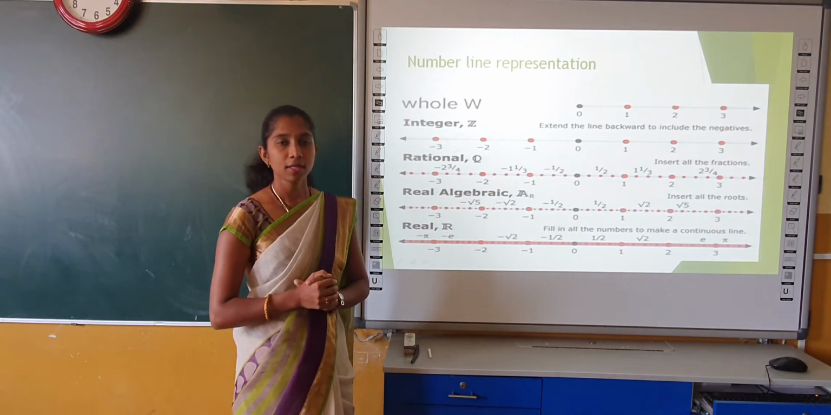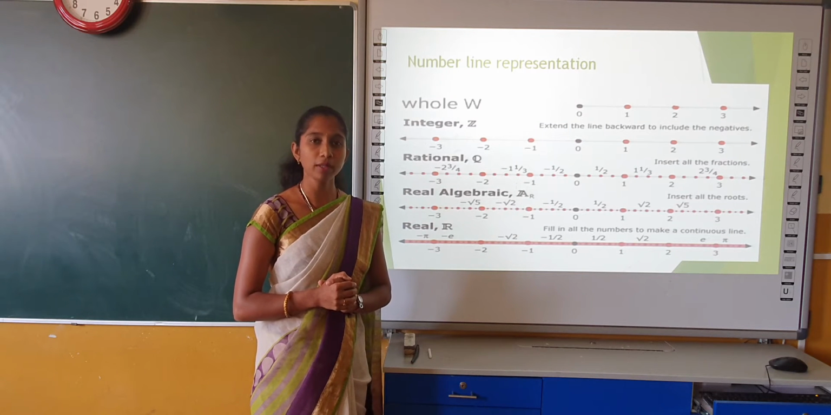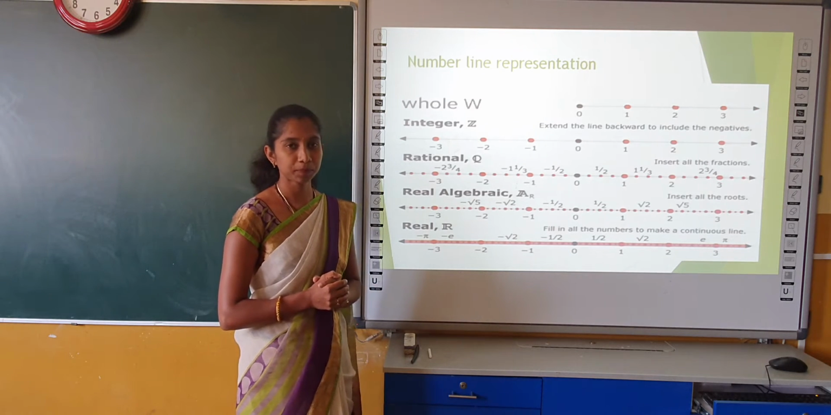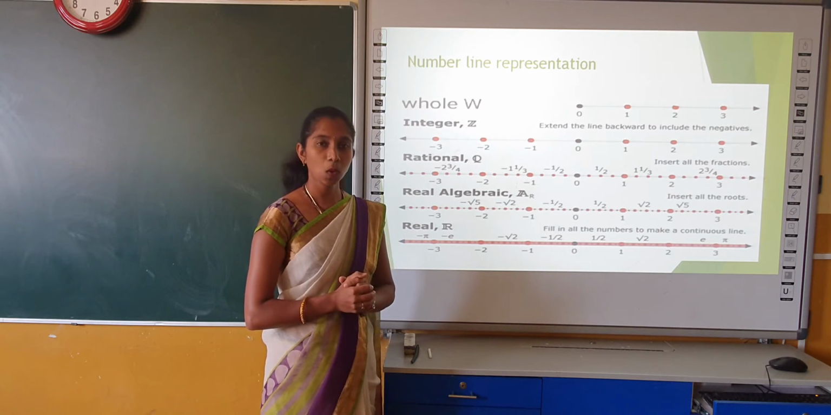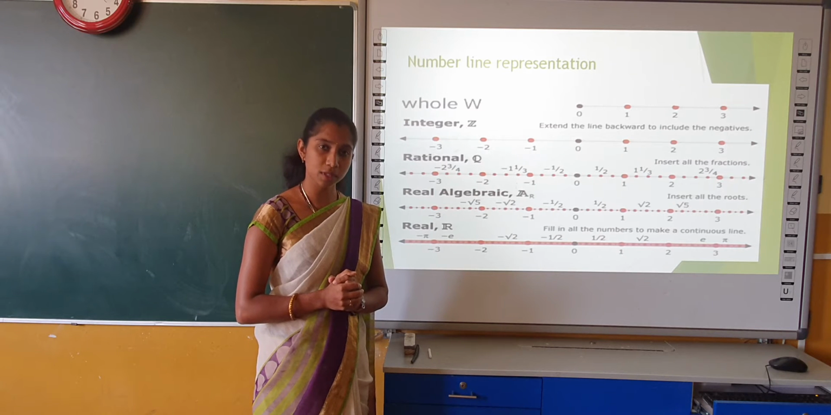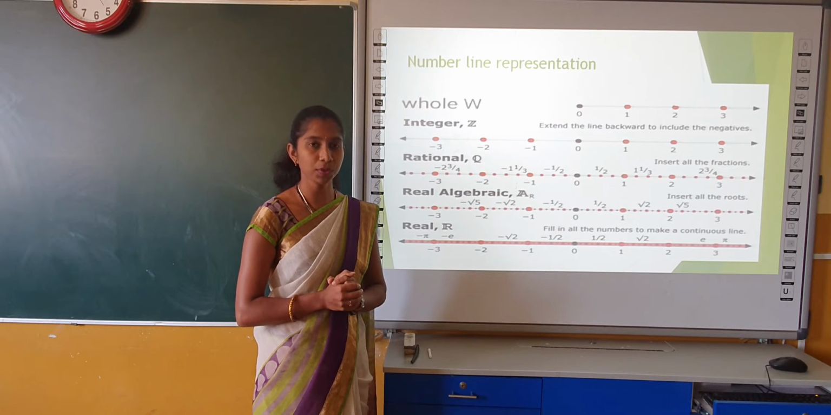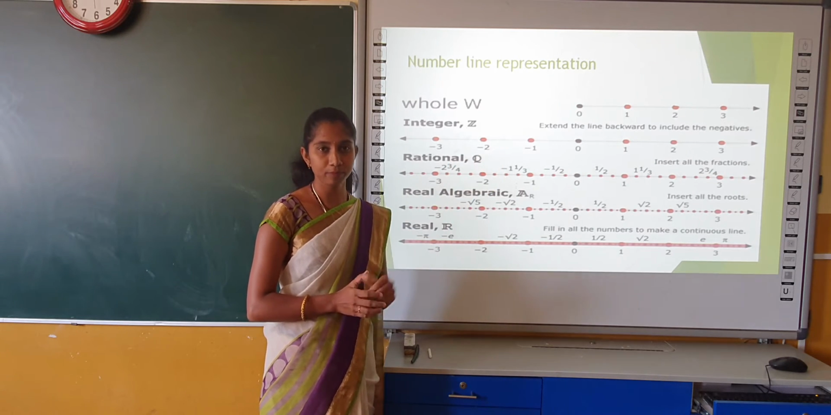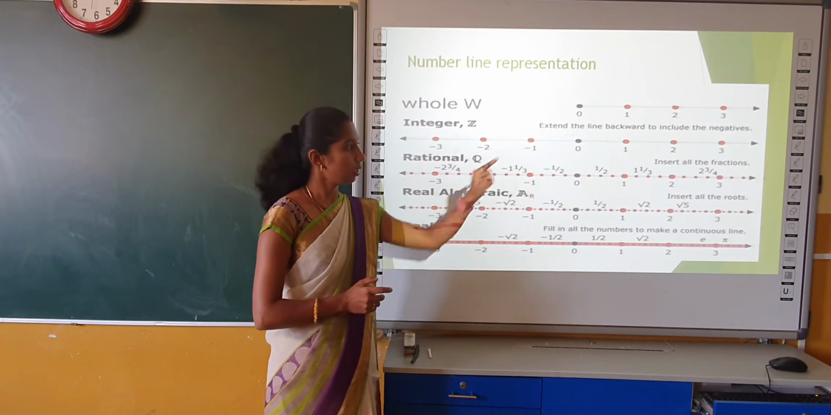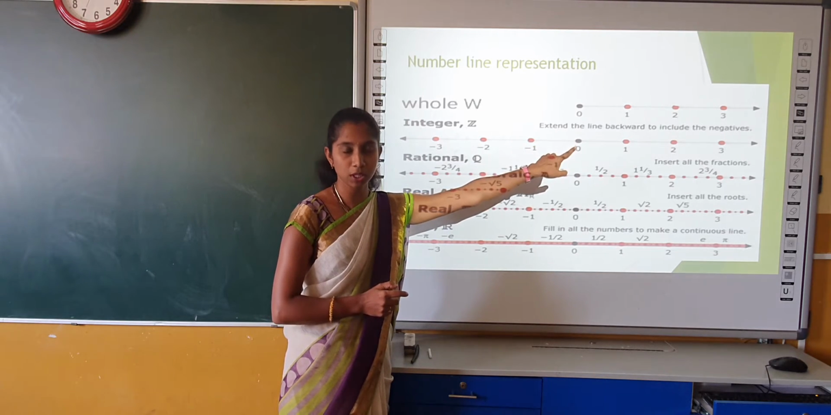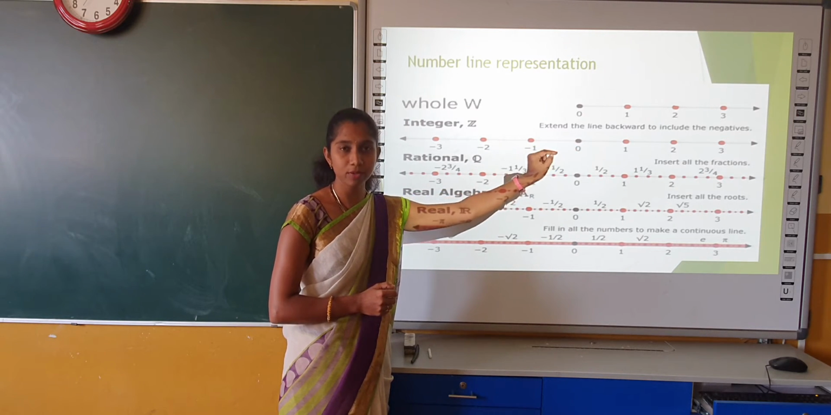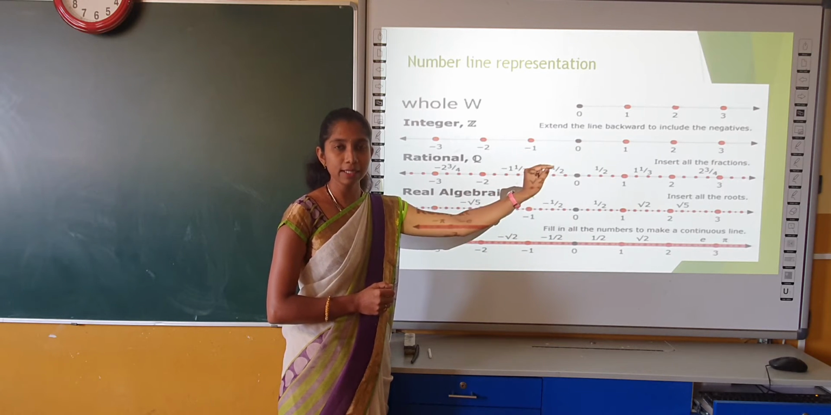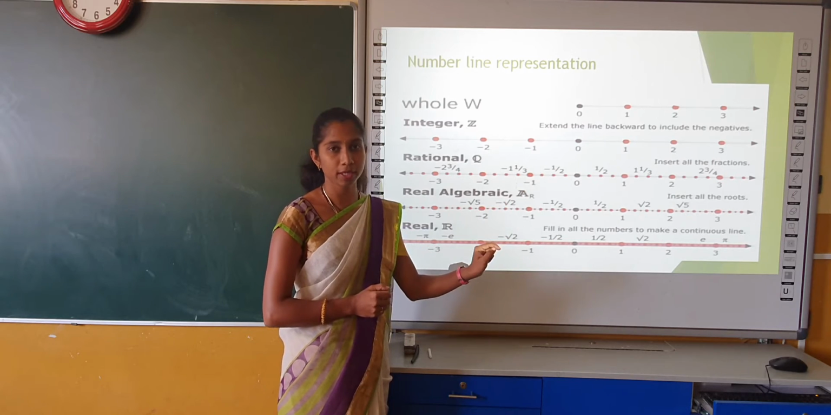Next is representation of numbers on the number line. Under that, first I will consider whole numbers. You already know whole numbers start from 0 and continue up to infinity. Look at the diagram. On the line, I started from 0. Later, I wrote 1, 2, 3. At the end of the line, an arrow mark is there. The arrow mark indicates the line is continuing up to infinity.